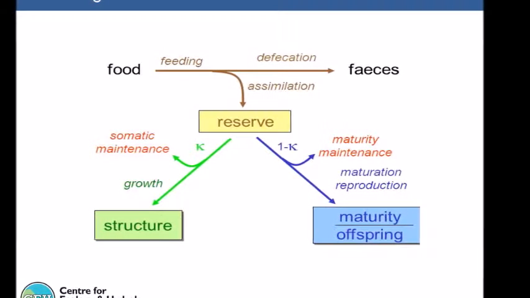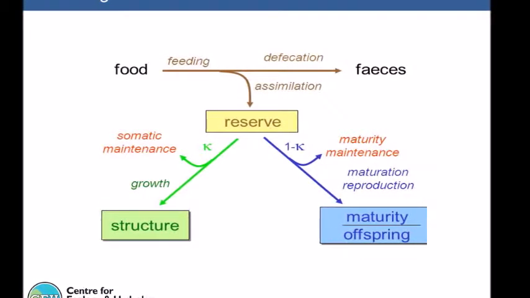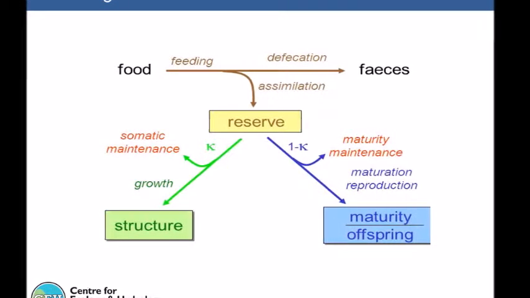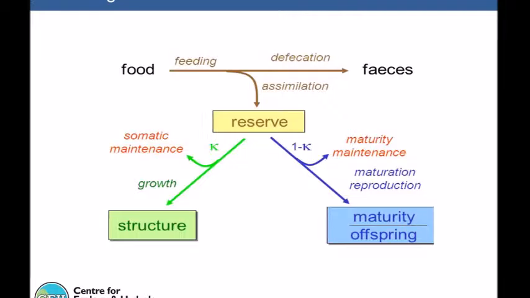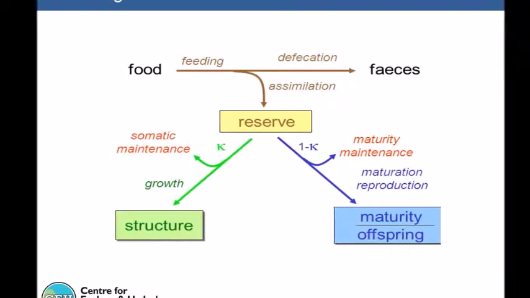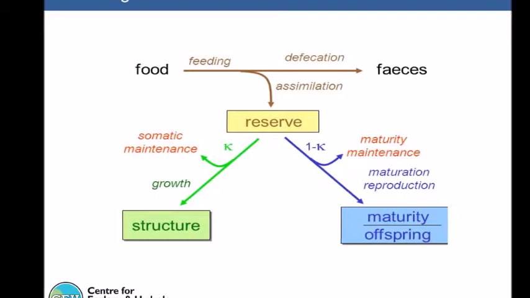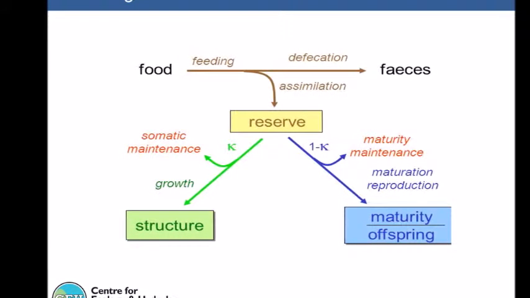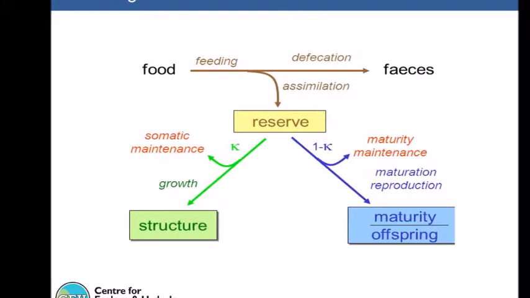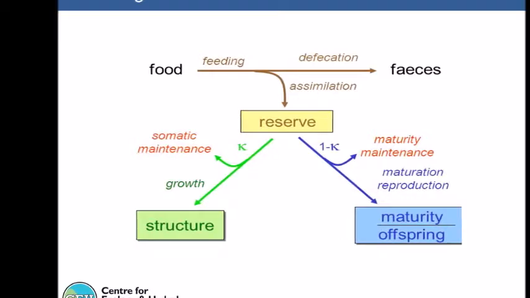And we already spoke about this kappa rule. Well, here it is. So a fraction of the reserves goes to structure, and the remaining bit goes to maturity and producing offspring. So there is no competition between growth and producing offspring, it's all fueled from the same source.